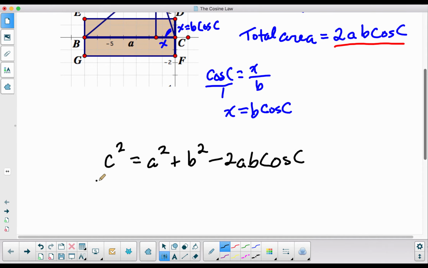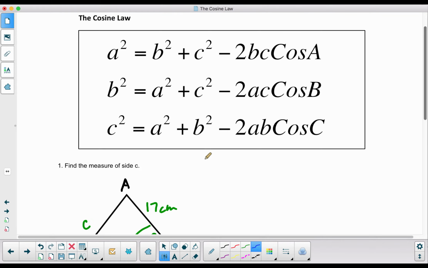And this is what's known as cosine law. So you can think of cosine law as just being an adjustment to the Pythagorean theorem so that it holds in all triangles. Okay, we can come up with 3 forms of cosine law based on which side and which angle we're working with.